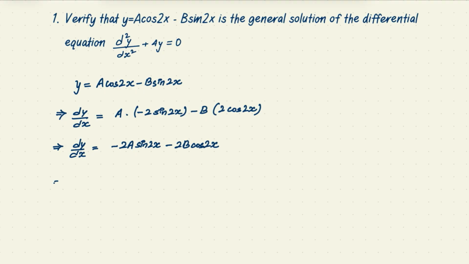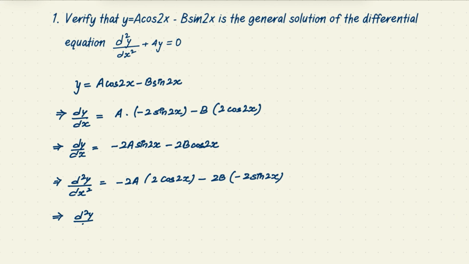Now let us differentiate again both sides with respect to x. Then we will have d2y over dx2 equals minus 2A is constant and derivative of sin 2x is 2 cos of 2x, minus 2B is constant, and the derivative of cos 2x is minus 2 sin 2x. So the value of d2y over dx2 equals minus 4A cos of 2x, minus minus is plus 4B sin of 2x.